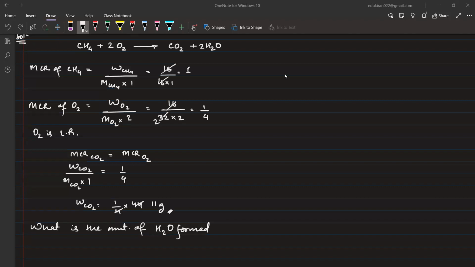You don't need to find the MCR. I mean, you don't need to find the limiting reagent. We have already found the limiting reagent. Okay. For a reaction, you don't need to find the limiting reagent, I mean, again and again.